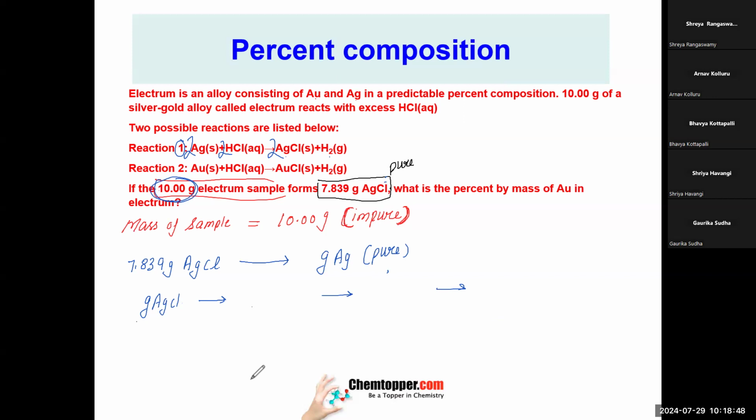And Shreya R is perfectly correct. Beautiful, Shreya R. Grams of AgCl. From grams, the only thing which you can do is moles of AgCl. And from moles of AgCl, you can go to, yes, very good, moles of silver. And then to grams of silver.